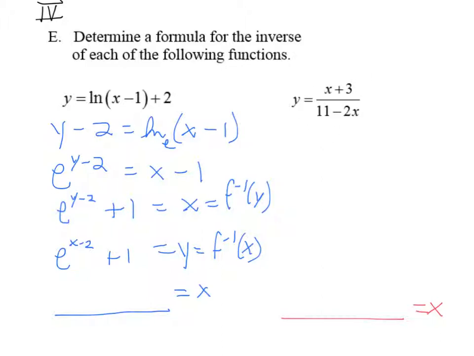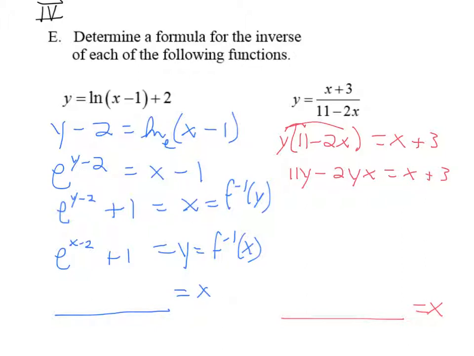So we're going to multiply both sides by the 11 minus 2x, so we'll have y times (11 minus 2x) equals x plus 3. And now the only thing we can do next, I guess we could divide back, but then we'd be where we started from. The only thing we can really do next is distribute that y. So we'll have 11y minus 2yx equals x plus 3. And remember, we're trying to solve for x.